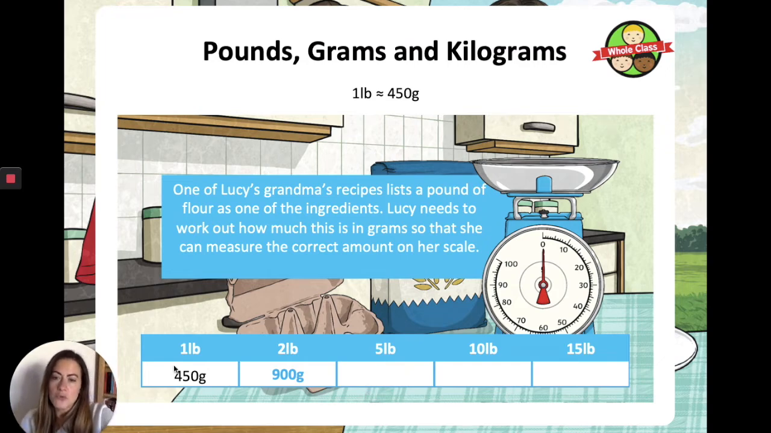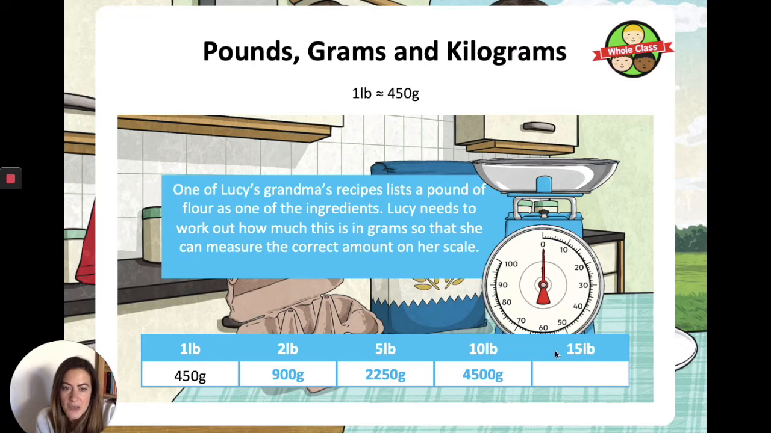If you remember before, we did one where we times by 10 and halved, or we did 2 lots of 2 plus 1, or we did 5 lots of 450. Whichever way you want to do it, we get 2,250 grams. To go from 5 pounds to 10 pounds, we can double. Double 5 is 10, double 2,250 is 4,500.